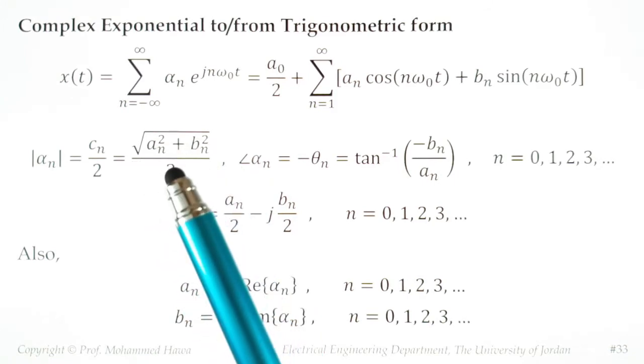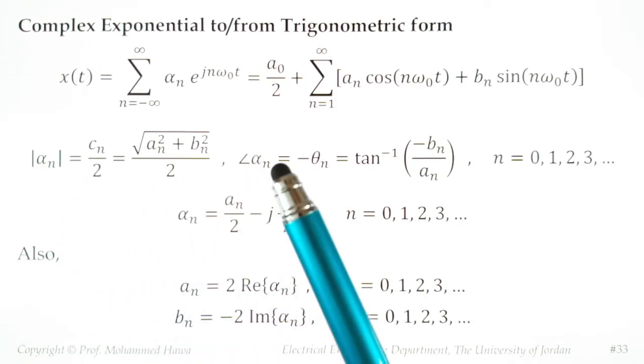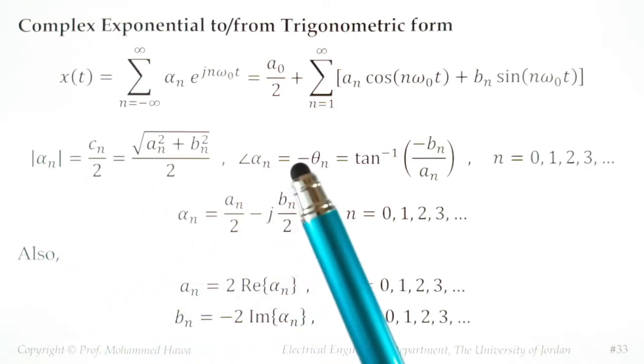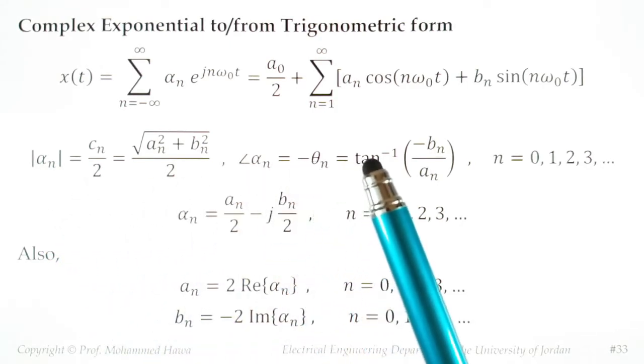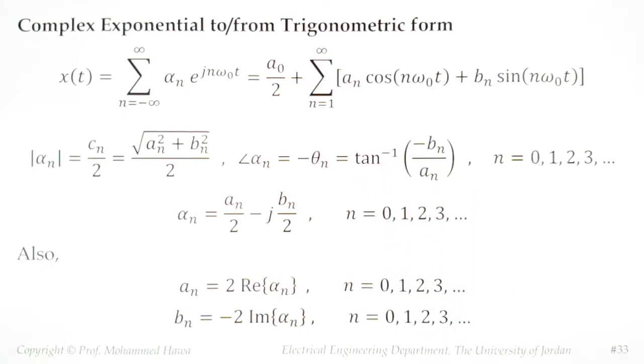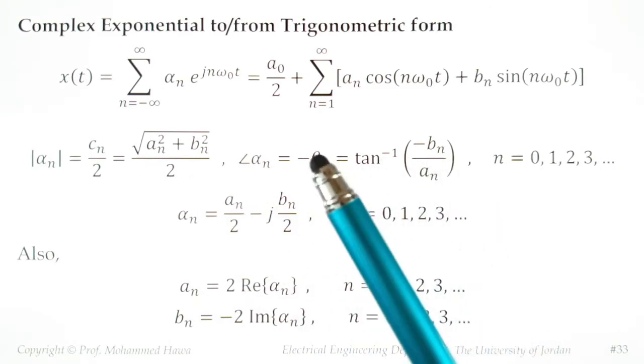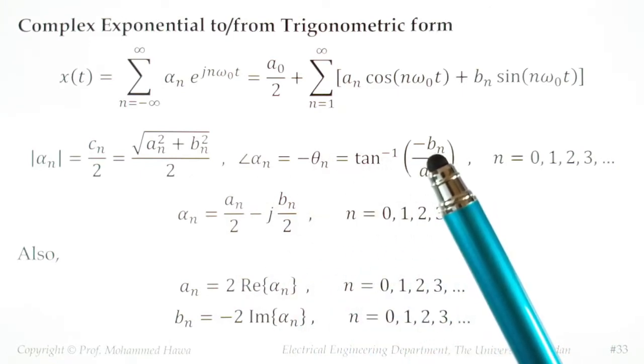All you have to do is divide by 2. You're going to get the absolute value of alpha n. I also know that the angle of this complex number is minus theta n. So take tan inverse of bn over an, multiply by minus, and you're going to get the angle of this complex number, this alpha n. By the way, those equations hopefully remind you of complex numbers in the rectangular form.